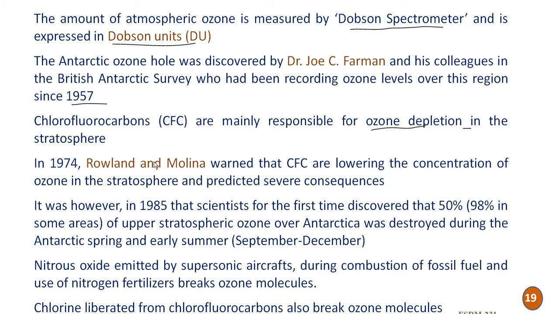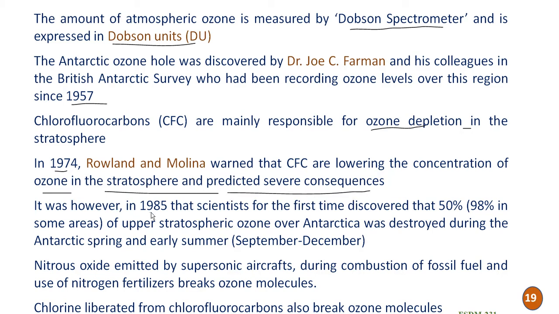As we see, chlorine and bromine are the reactive molecules that react with the ozone and destroy it, and we call it ozone layer depletion. And the source of that chlorine is the CFC, that is chlorofluorocarbon. And in 1974, Rowland and Molina warned that the CFCs are lowering the concentration of the ozone in the stratosphere and predicted severe consequences of this.